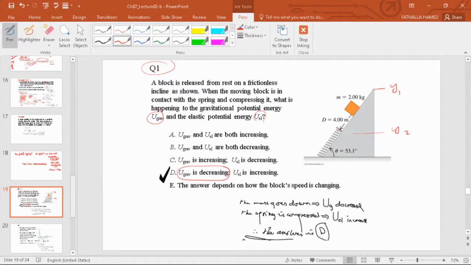But when the block presses on the spring, it will compress the spring. And in that case, the elastic potential energy is going to increase. And that's why the answer here is D.